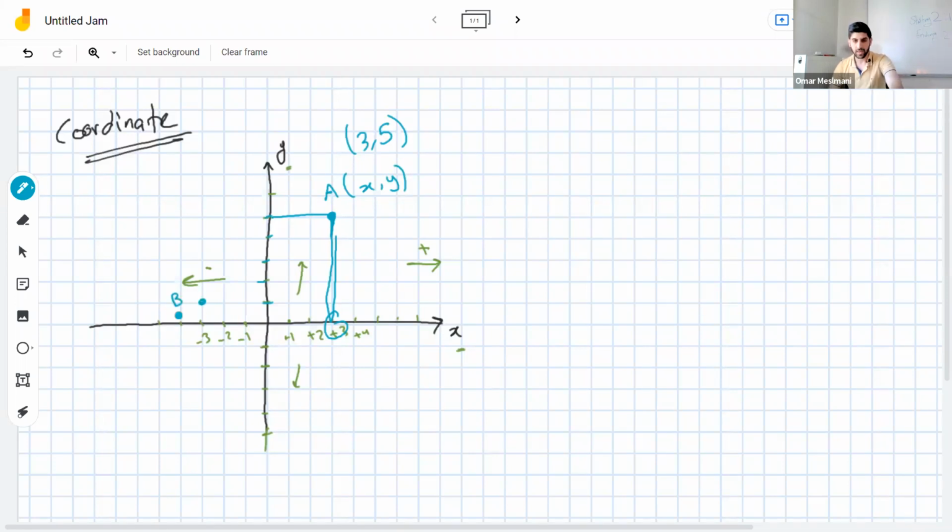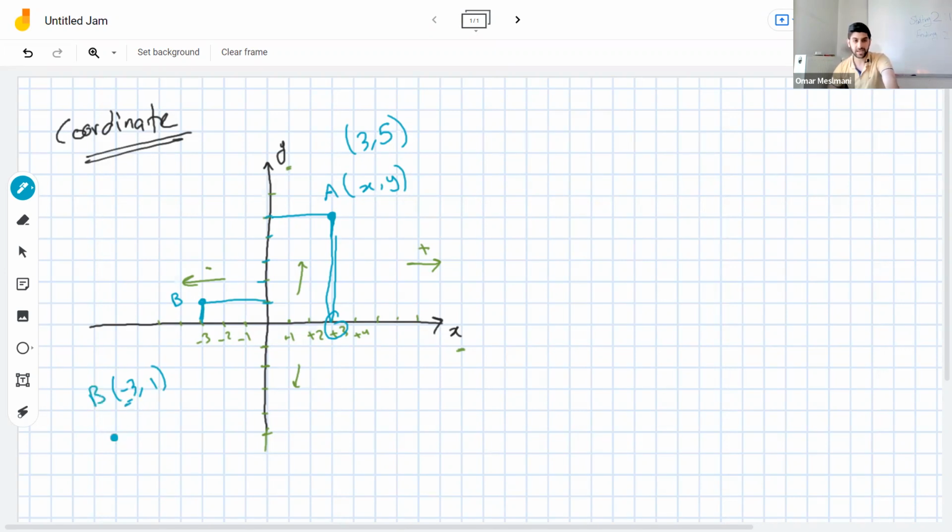And now let's ask, for example, Jana. All right, Jana, tell me, what is the coordinate of point B? -3, 1. -3 and 1, exactly. It is a -3 on X and 1 on the Y. So I have -3 and 1. And this is the coordinate of point B.